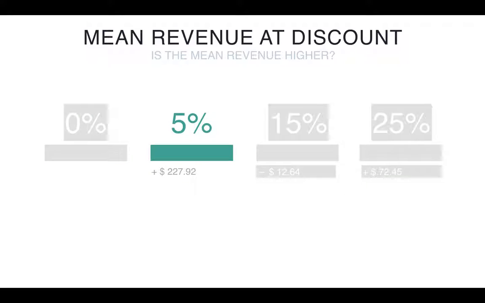We ran our statistical tests, and we could see that only at the 5% discount level, this difference was statistically significant. So our recommendation would be to stick to the 5% discount, which is the one that is in fact bringing a statistically significant difference on our orders.